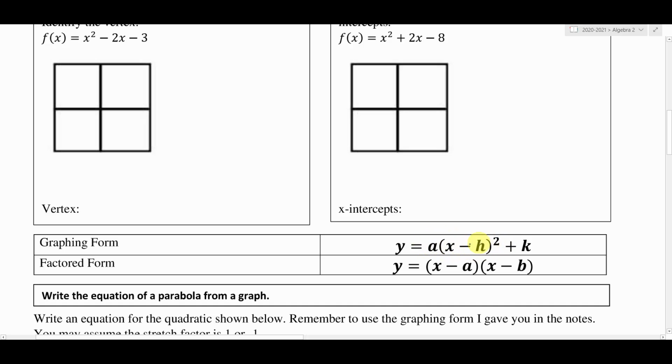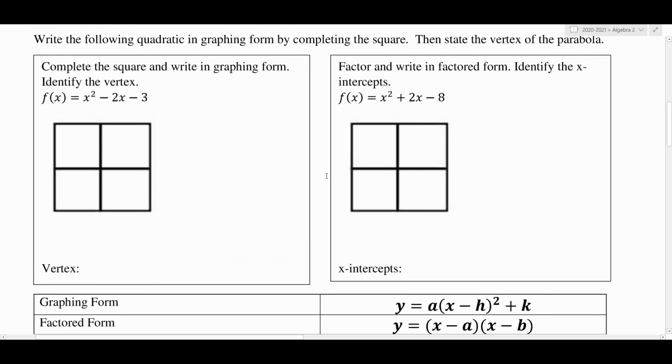Once we're in that graphing form, we should be able to see our vertex very easily. When we factor, we get into this thing called factored form. So we know that our final form should look like this at the end. And once we're in that form, it should be really easy to see the x-intercepts. So I'll demonstrate both of those, and let's see if we can get that process nailed down.